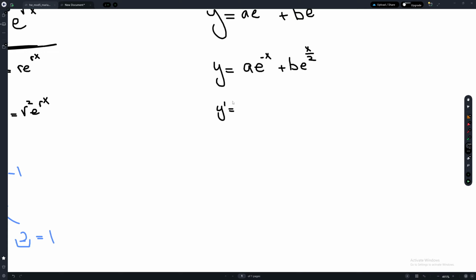And so how do you get the first order? You derive. Since this is a plus, you can derive this separately, and you can derive this separately, and just add them together. And so the derivative of this would be a negative a e to the negative x. And the derivative of this would be plus, so plus stays, 1 over 2 b e^(x/2).